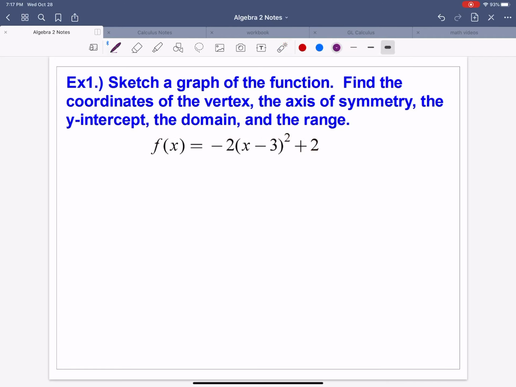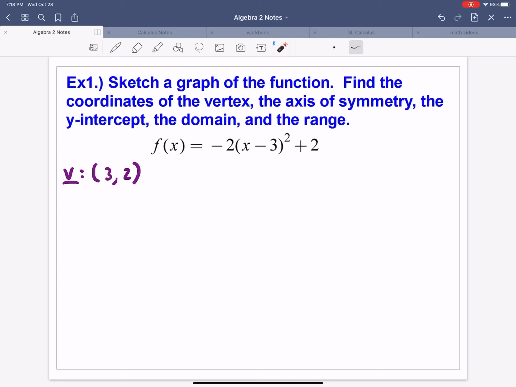So in vertex form, let's obviously start with the vertex. To find the vertex, we're going to pull out the h and the k value. Now think to yourself, what does this minus 3 do to the graph? It's going to shift everything to the right by 3. And this plus 2 out here is going to shift everything up 2. So my vertex is going to be at (3, 2).